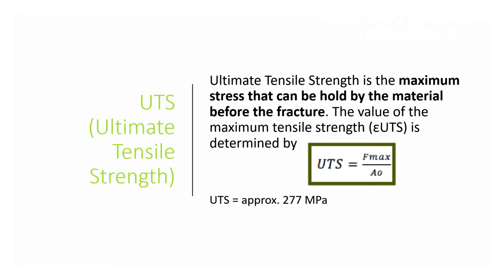After we calculate the data, we can get some values. The first one is UTS, which stands for ultimate tensile strength, which is the maximum stress that can be held by the material before the fracture. The value of the UTS can be determined by dividing the maximum force by the initial cross-sectional area, and the UTS value that we got is approximately 277 megapascal.